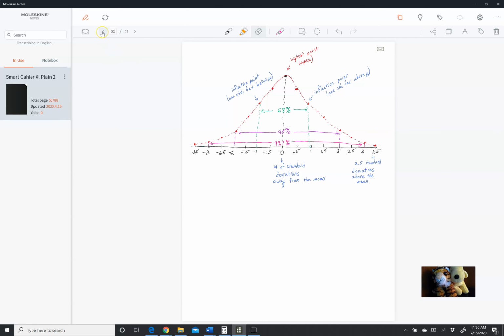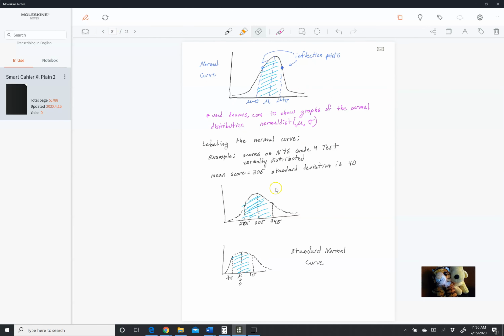445. This is why we call it an outlier, because 445 and 140 below this, so 305 minus 140 is 65. 99.7% of the people are scoring between a 65 and a 445. That's what this is saying, okay? So if somebody scores a 450, that's an outlier. If somebody scores a 60, that's an outlier because they're outside of that 99.7%.